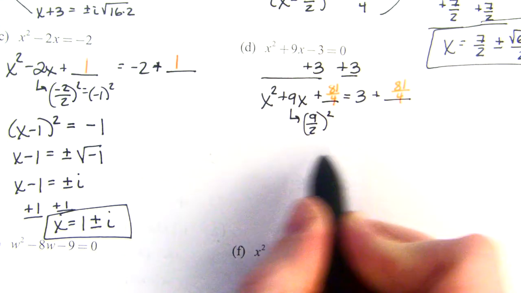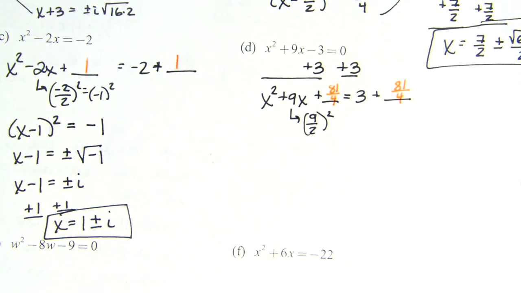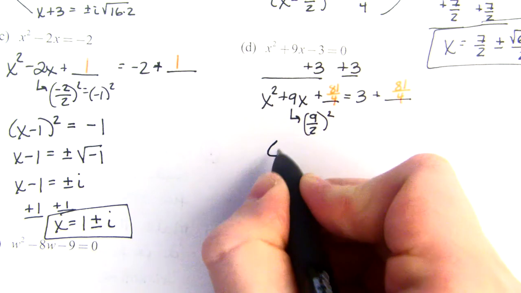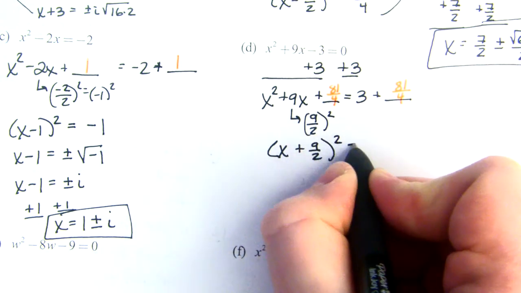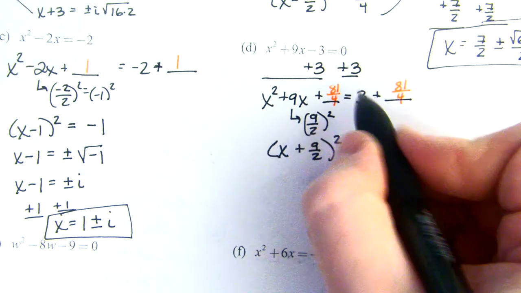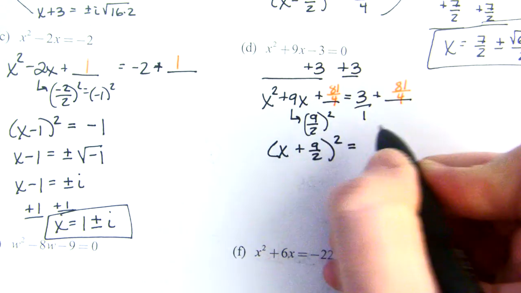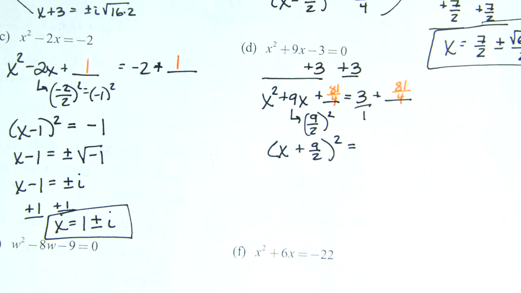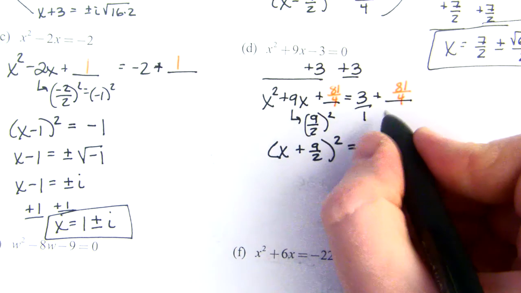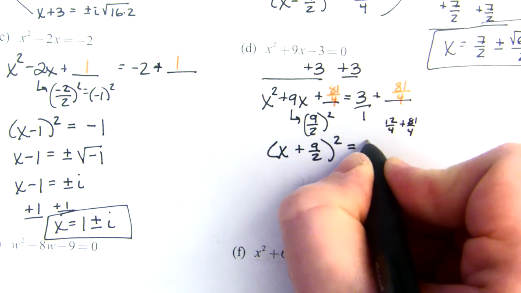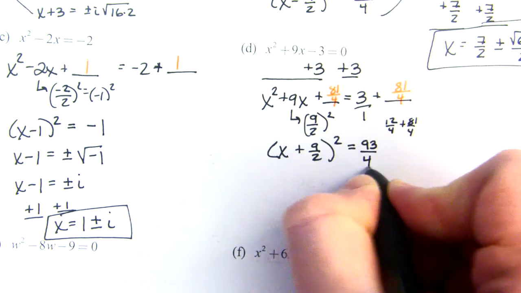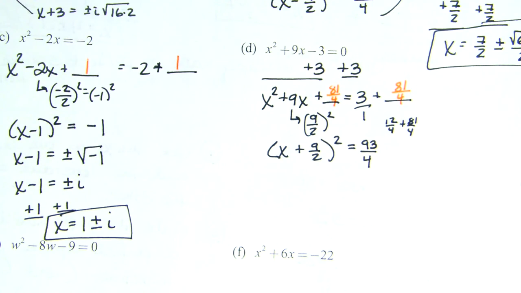See if you can factor. So let me just do the next line of factoring. X, then half that middle number, x plus 9 halves squared equals, okay, on the other side, you need to take a moment, get a common denominator, add those things together. This is 12 fourths plus 81 fourths. I am thinking 93 fourths. See if you can finish this.